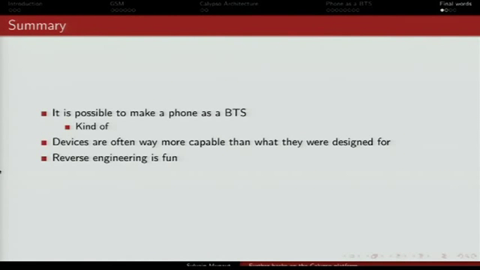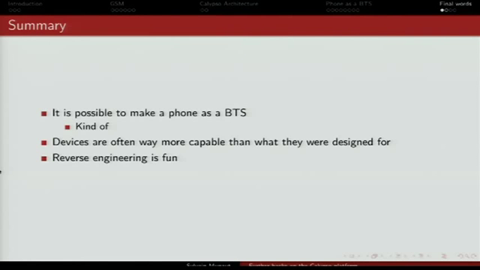Obviously, you should get a test license because it's bad to broadcast on frequencies you don't have the right to. And in general, try to use your common sense, because some people might rely on GSM working in their area for critical stuff. So in summary, I think I answered the question: is it possible to make a phone act as a BTS? Yeah, kind of. It's not perfect, but it will do.